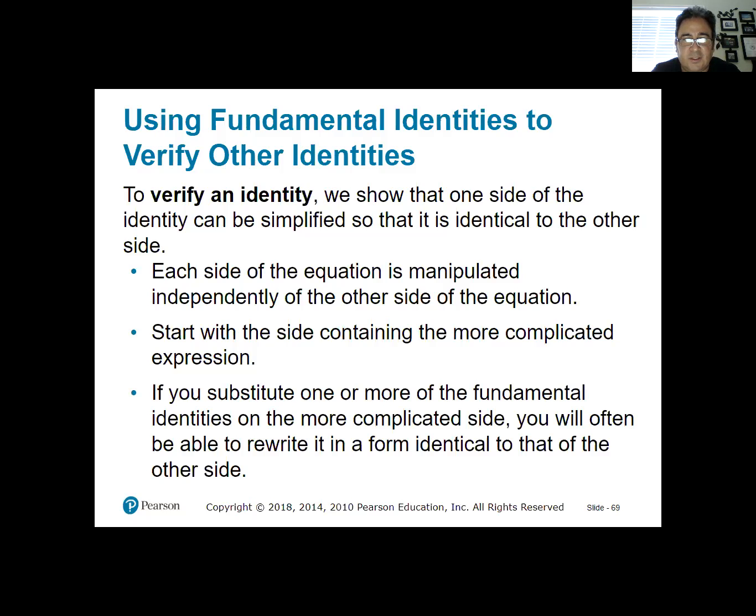And if you substitute one or more of the fundamental identities on the more complicated side, you will be able to rewrite it in a form identical to that of the other side, okay? So you work with one side, try to see if you can end up with the easier side. If both sides are difficult, then you need to simplify both sides, okay?